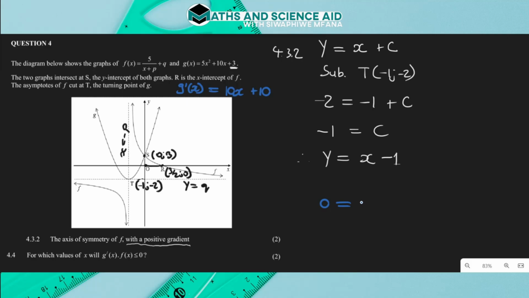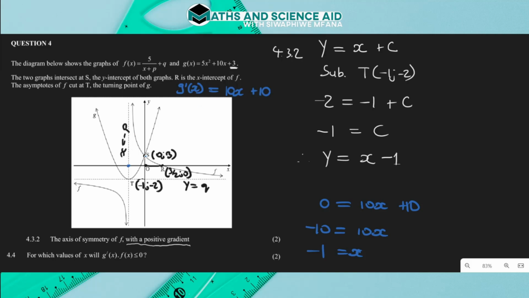So we'll have 0 is equal to 10x plus 10, and then we transpose 10 into the other side. So we are gonna get this equation. If we divide by 10 on both sides here, we are going to get that -1 is equal to x. So the x-intercept here will be at x is equal to -1.